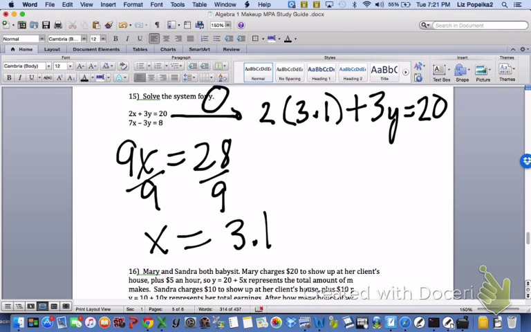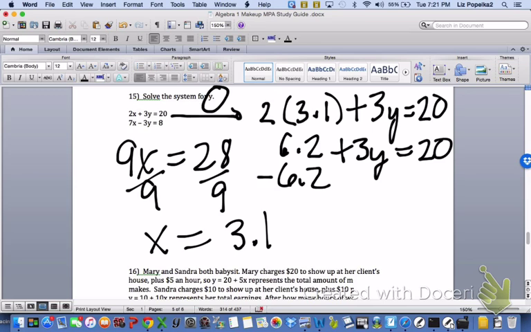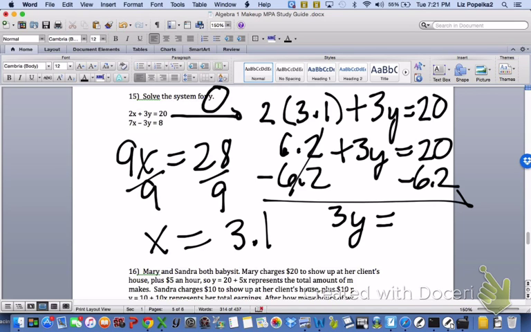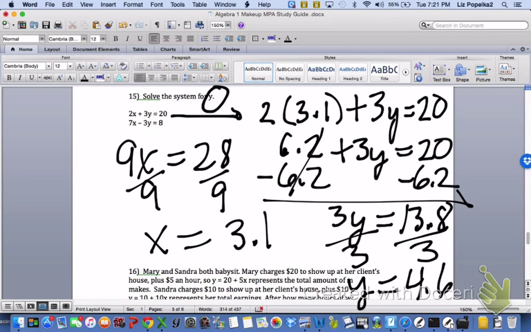I'm going to do 2 times 3.1. That got me 6.2 plus 3y equals 20. I'm going to subtract 6.2 from both sides. That's going to leave me with 3y, and then 20 minus 6.2 is 13.8. I'm going to divide both sides by 3. y is equal to 4.6. So now I've solved for y. My final answer is 4.6.